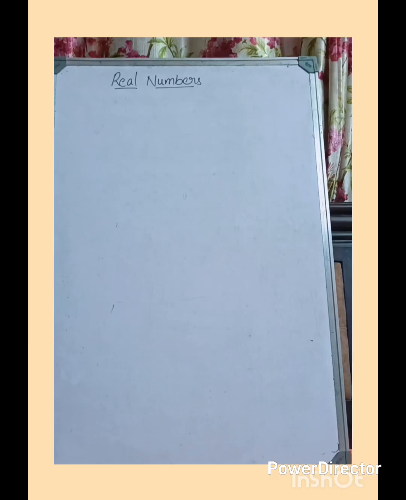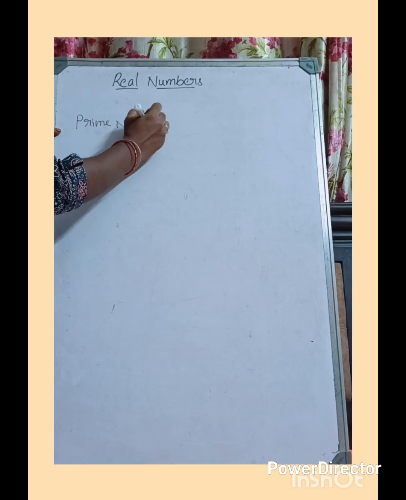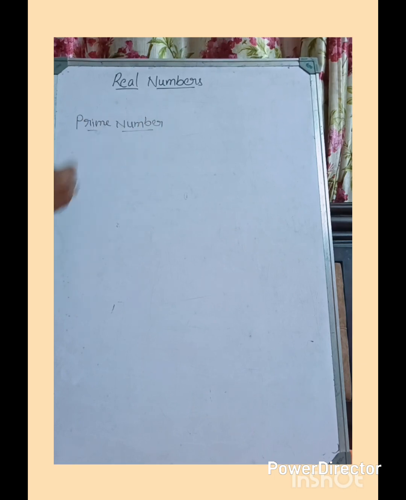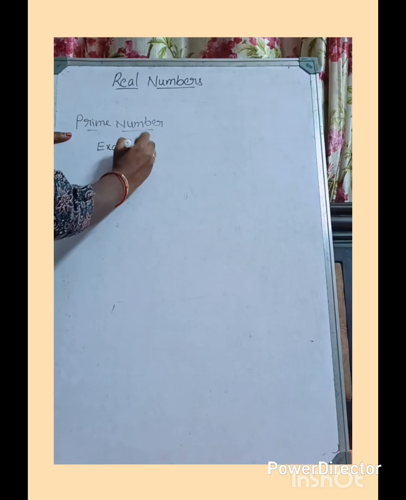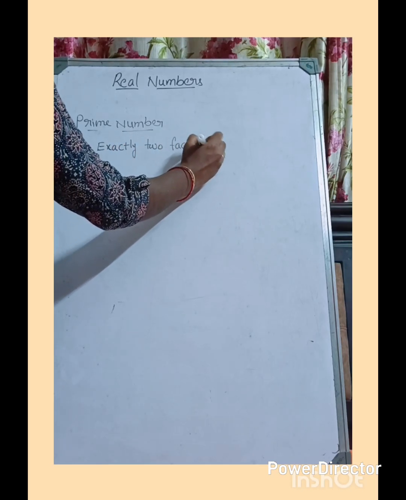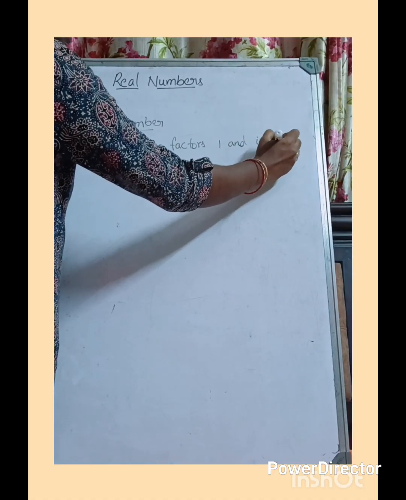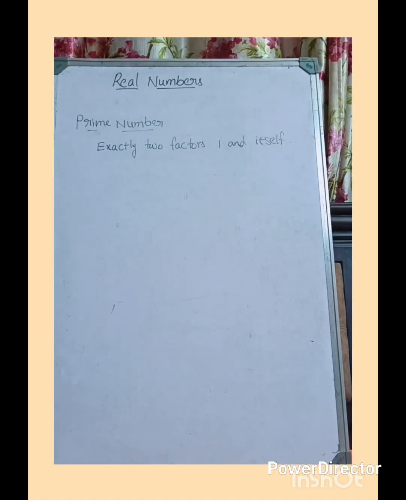So now I'll give some keywords here. Prime number. What is a prime number actually? The definition of a prime number is that it has exactly two factors, one and itself. Exactly two factors, one and the number itself.